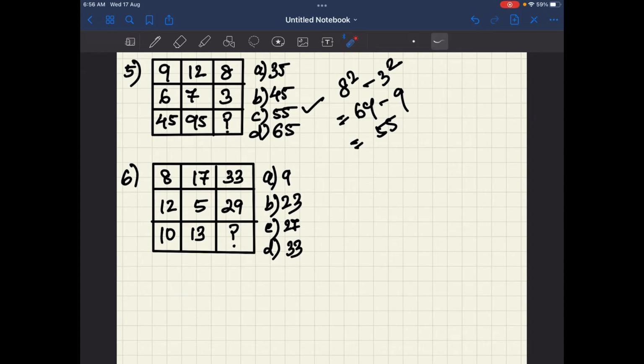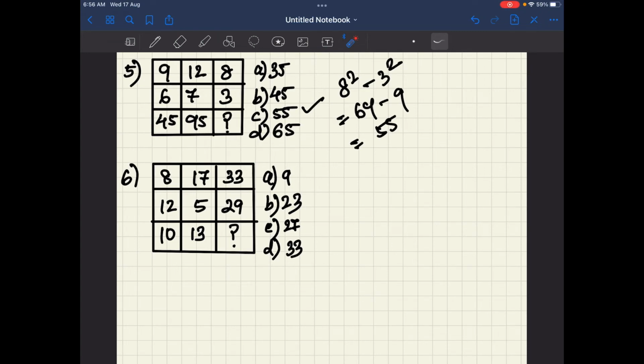So 33 can be termed as 17 into 2 minus 1. No, it can't be true, because for the second row it would be 5 into 5, 25 minus 1, which gives 24, but here the answer is 29. So that logic is not correct. We have to see it.